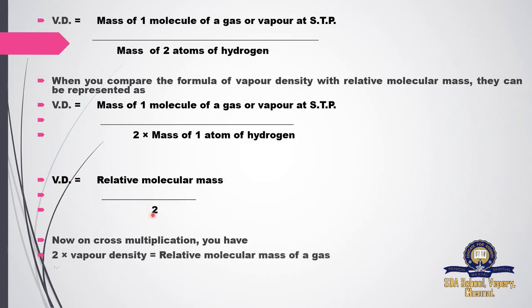Now we need to do a cross multiplication of this equation. See, the 2 has been multiplied to the vapor density. So 2 into vapor density equals relative molecular mass. Otherwise we can say it as relative molecular mass equals 2 into vapor density.